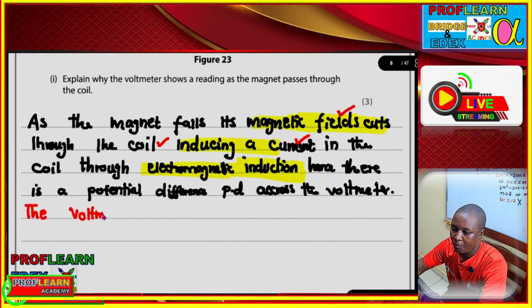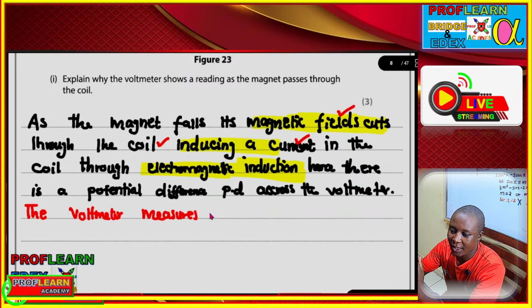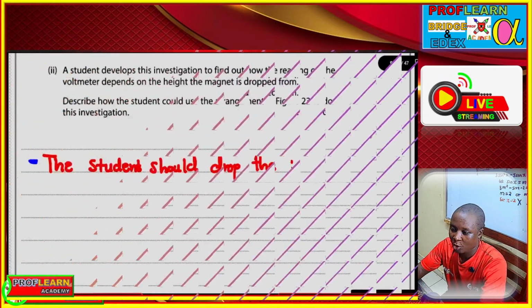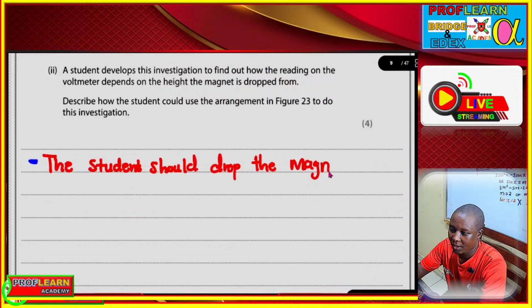All right, so we are saying that as the magnet falls through the magnetic fields, the magnetic fields cut through the coil, inducing an EMF and a current in the coil through electromagnetic induction. Hence, there is a potential difference across the voltmeter, and the voltmeter measures that potential difference. That's why it shows a reading. Basically, that's what we're going to do.